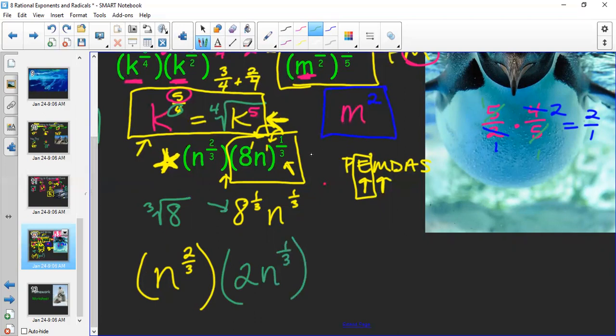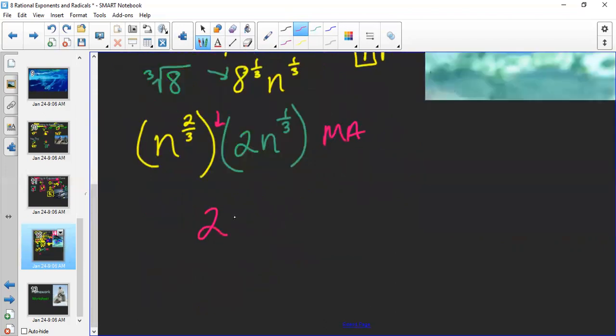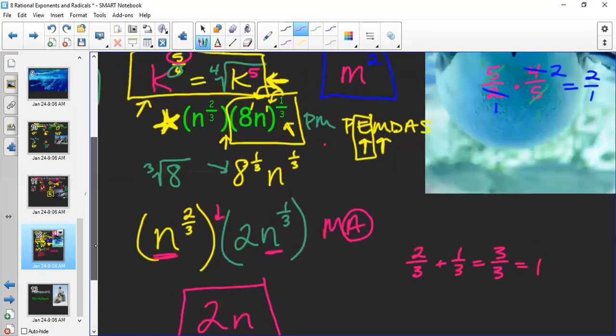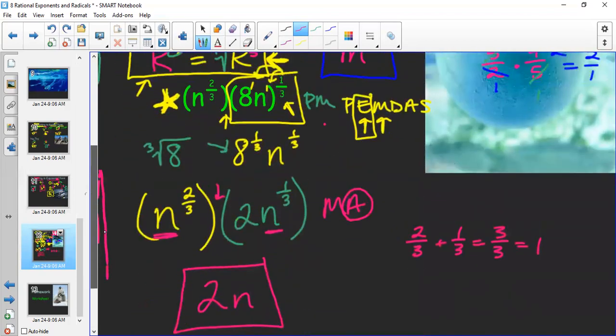Okay, so I did a PM problem up there. Now I have a multiplication problem here. So I'm doing MA. I multiply coefficients. Well, the only coefficient is 2, so I'm going to keep the 2. I keep my bases, and I'm going to have to add my exponents. So 2/3 plus 1/3 gives me 3/3, which is equal to 1. So this would be n to the 1st power, but I'm not going to write that because we don't need to write the exponent of 1. And that would be my answer on that last one.